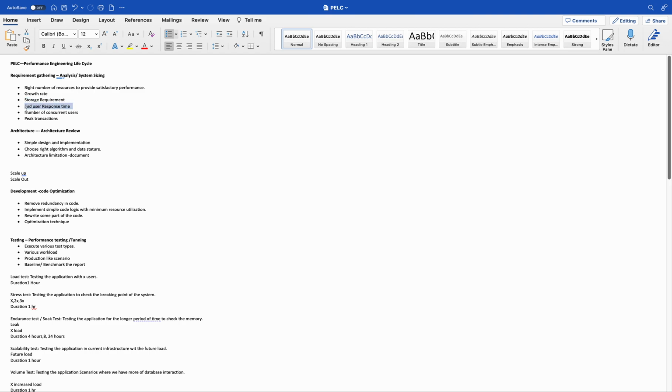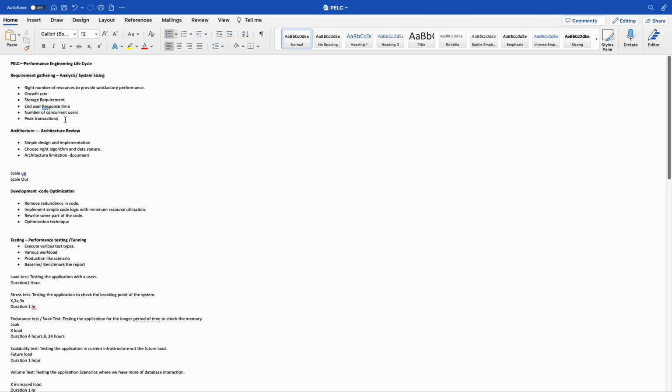And user response time: we should have a predefined SLA for each and every transaction. Let's say for the login transaction we have an SLA of 2 seconds. So whenever 1,000 users are accessing the application, all users should be able to log in within 2 seconds of response time. We should have the SLA of each and every transaction covered as part of performance testing. Then number of concurrent users: we should have the count of users that we are going to test.